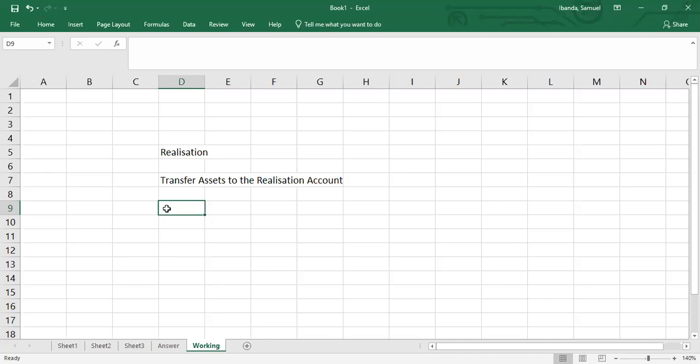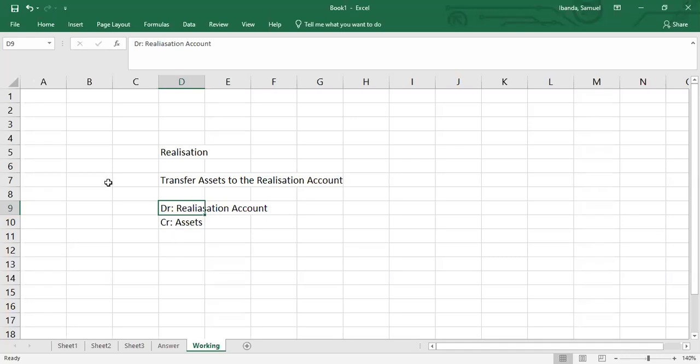Okay. So it means that if we are writing off these assets, what we shall do is we shall credit the assets. Okay. So we shall credit the assets, and then we shall debit the realization account. It's the same thing that we also do when it comes to the rest, the liabilities as well.